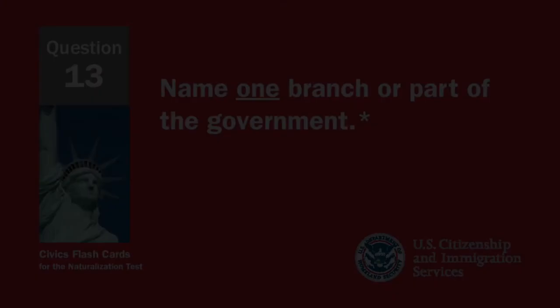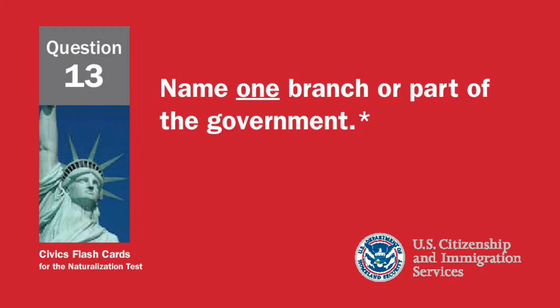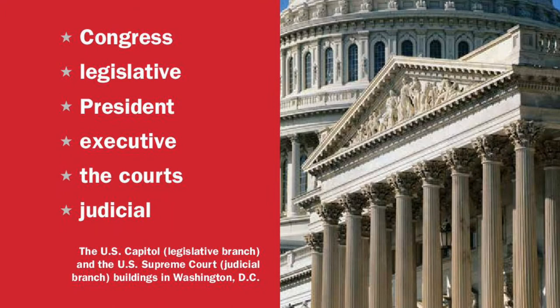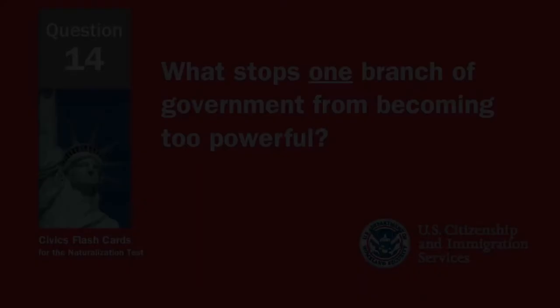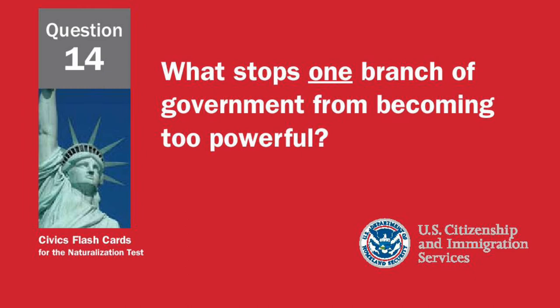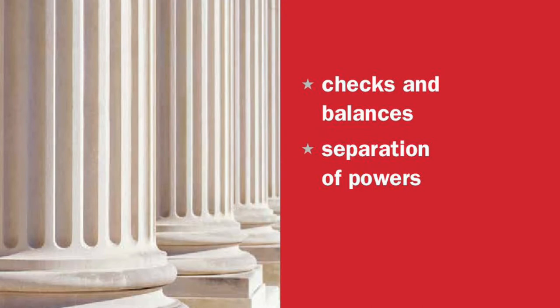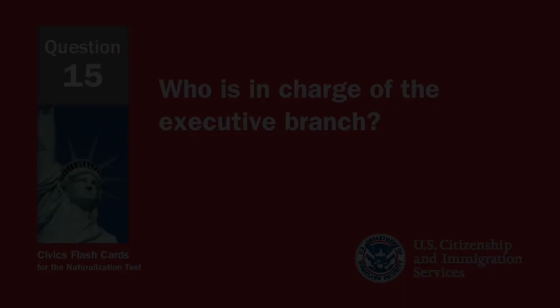Name one branch or part of the government. Congress. Legislative. President. Executive. The courts. Judicial. What stops one branch of government from becoming too powerful? Checks and balances. Separation of powers. Who is in charge of the executive branch? The president.